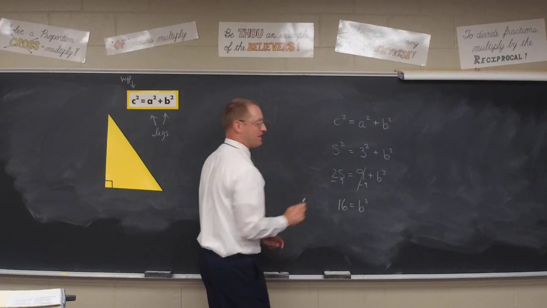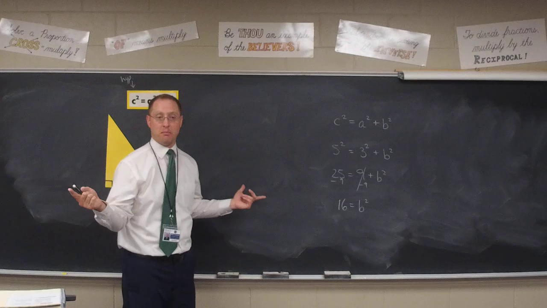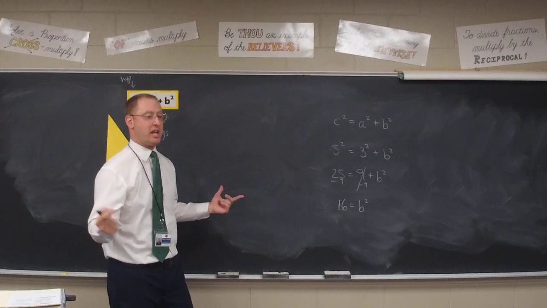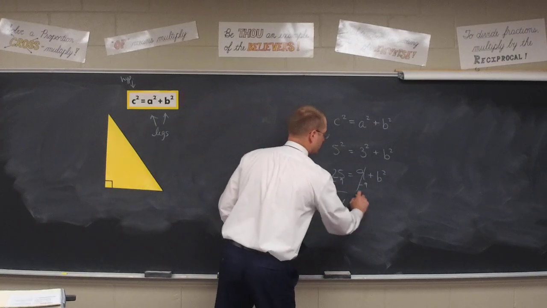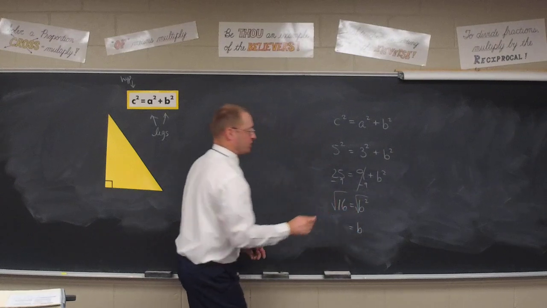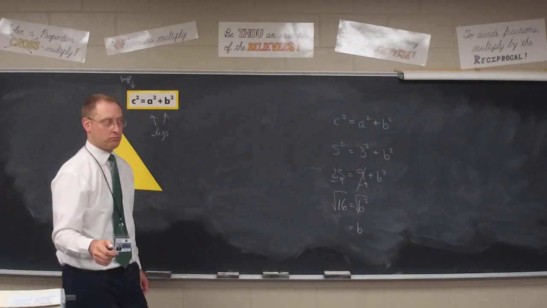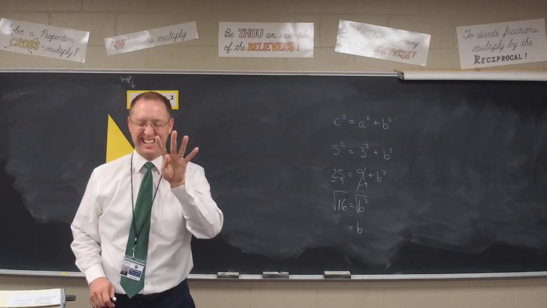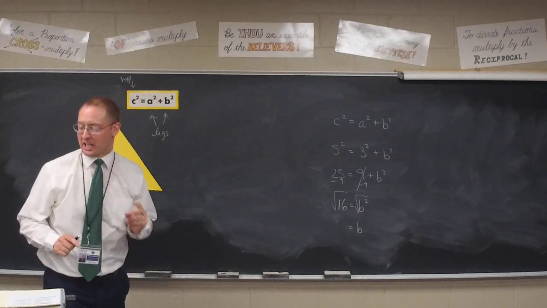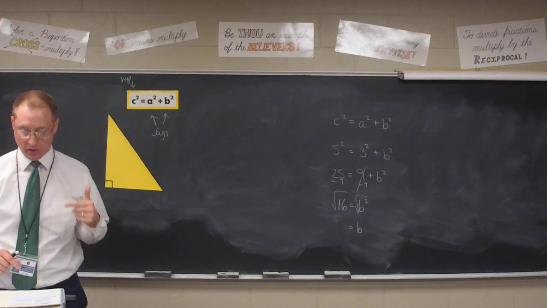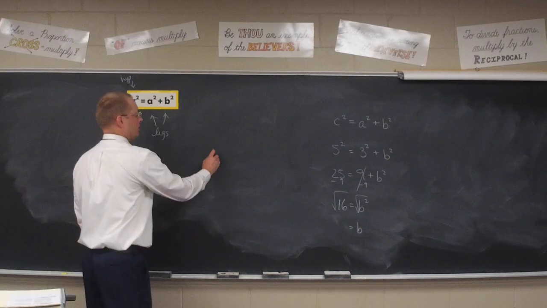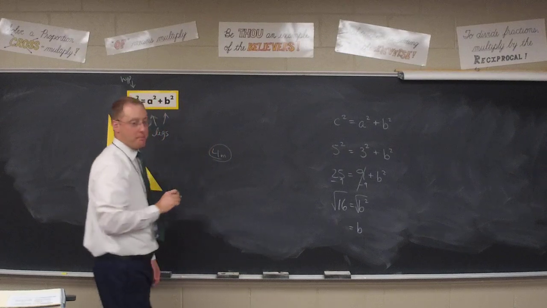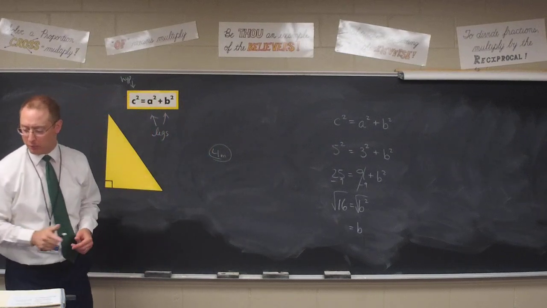16 equals B squared. Now, to find the missing leg, class, we take the square root. And what is the square root of 16, class? 4. 4 is the square root of 16. Yes. So that means our missing leg, class, is 4 inches. So we'll label 4 inches for that missing side. Let's do another one. Look at the next one.